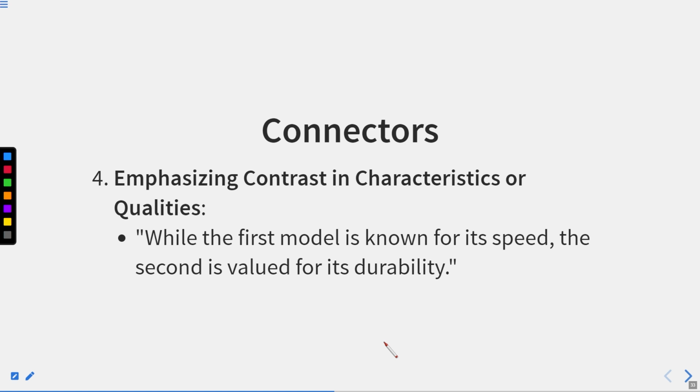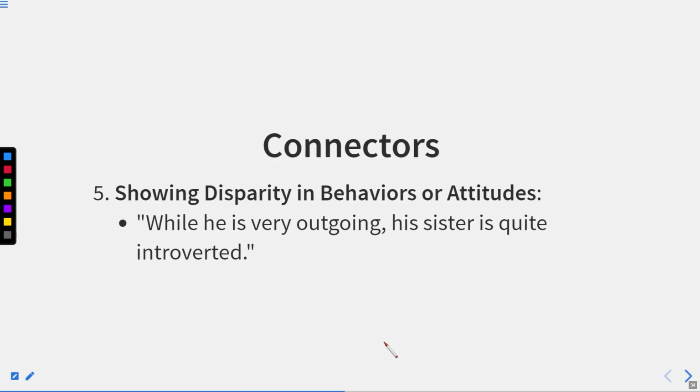Emphasizing contrast in characteristics or qualities. While the first model is known for its speed, the second is valued for its durability. It means there are two things, and there is some difference between the two, which can be shown with the help of this connector. Suppose the first model is used for a car or a bike. The first model is known for its speed, the second is valued for its durability. It means it is durable.